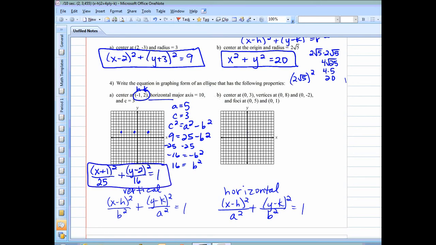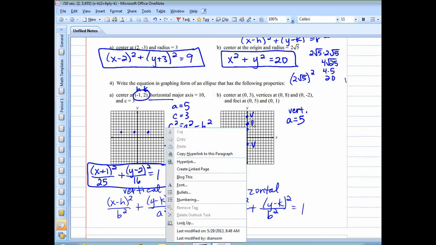This one has a center at 0, 3, vertices at 0, 8, and 0, negative 2. So first of all, this means it is vertical, and the a value, going to the vertices, is a 5. And they gave us the foci at 0, 5. I'll label V for vertices and F for foci, and 0, 1.